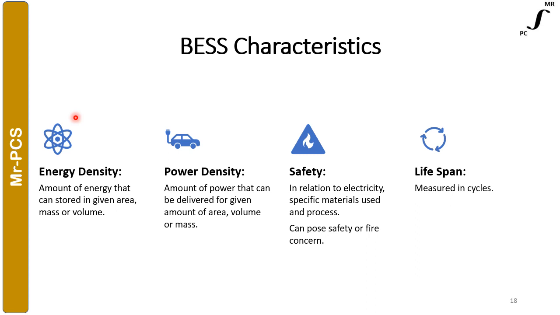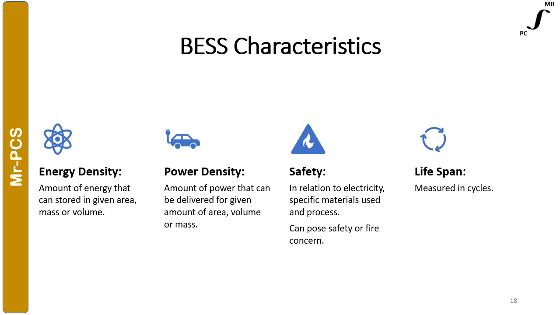Energy density. This feature is important considering space constraint. This is in reference to the amount of energy that can be stored for a given amount of area, volume, or mass. Power density indicates amount of power that can be delivered for a given amount of area, volume, or mass. Safety is related with electricity, material use, and process involved in storage system.